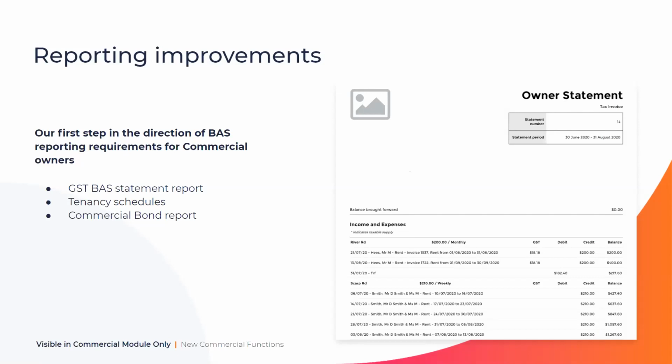Okay, so one of the first changes we've made is some enhancements to the owner statements to show GST as a value on each line item, income or expense. This has already been released. It's a setting under office settings if you want to turn that on. So by tracking the GST accurately, this is actually our first step in the direction of BAS reporting.